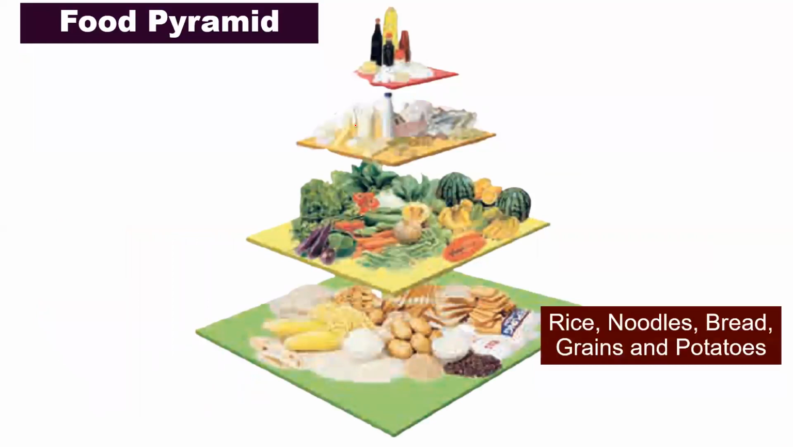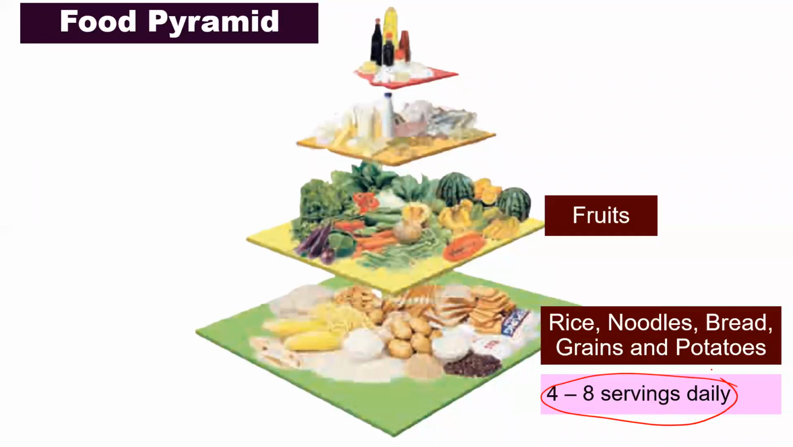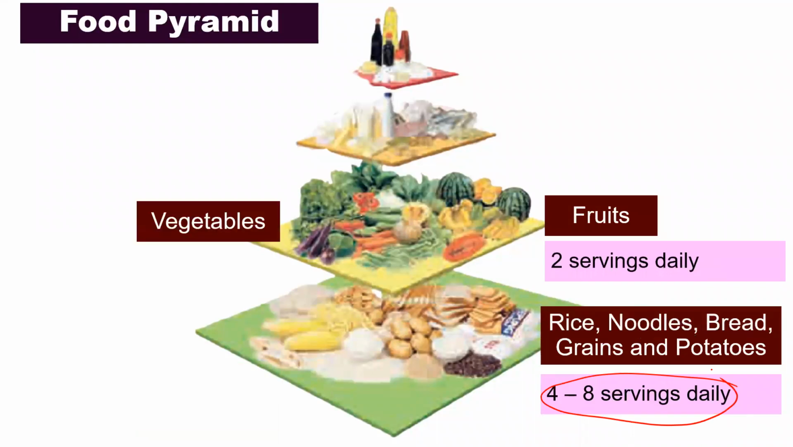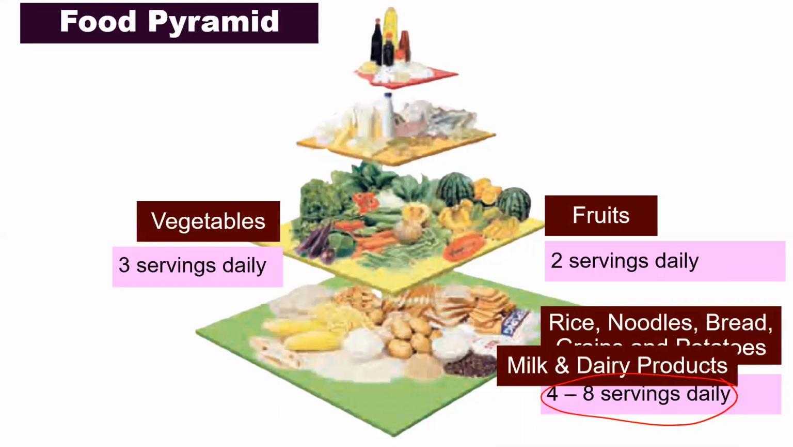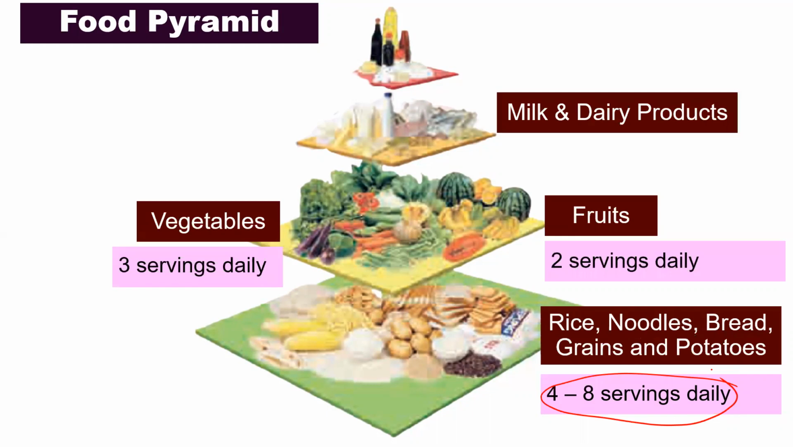So your rice, your noodles, your bread, your grains, your potatoes at the bottom. You have 4 to 8 servings daily. Your fruits, take twice daily. Your vegetables as well, 3 servings daily. Breakfast, lunch, dinner. So if you look at the food pyramid as you go upwards, you will notice that it becomes lesser and lesser, which means the one at the top, you should not take too much.